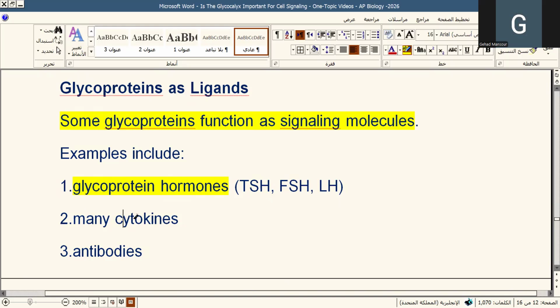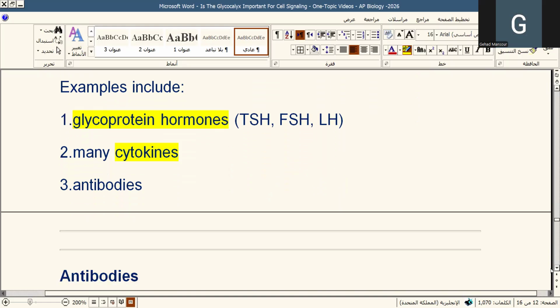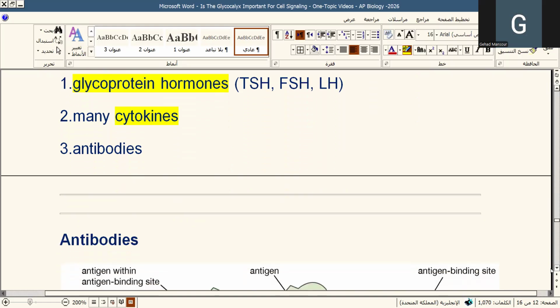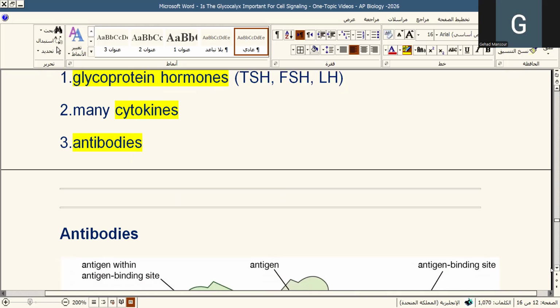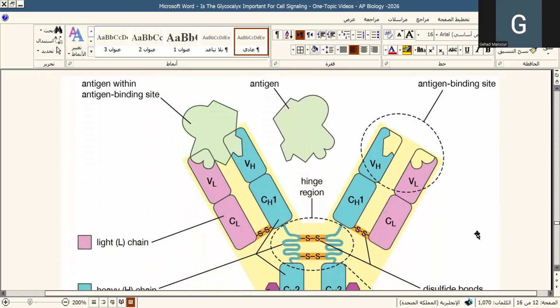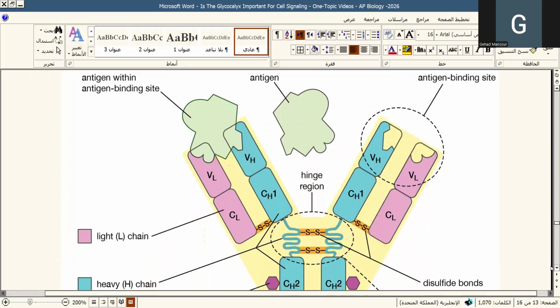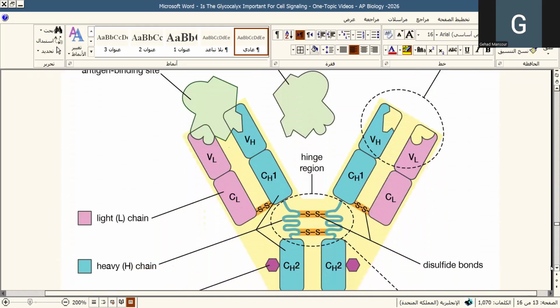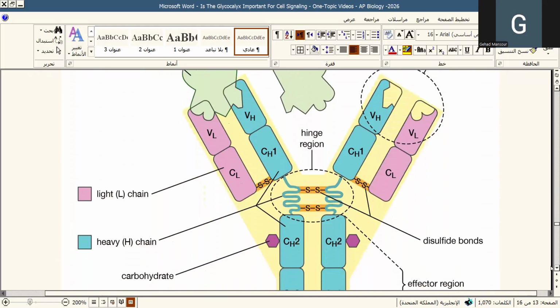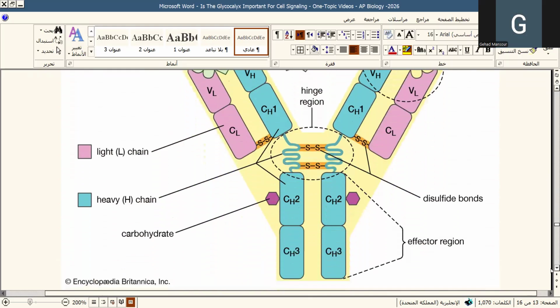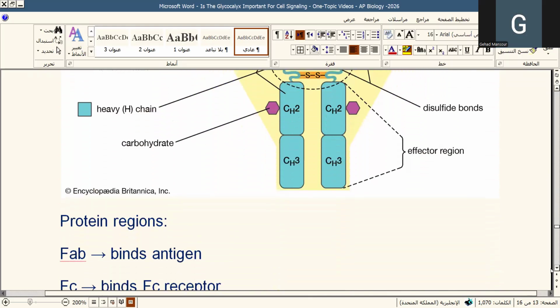Also, many cytokines that are secreted by the white blood cells are glycoproteins and can act as signaling molecules. Together with some antibodies, which are considered glycoprotein molecules. Here you can see an antibody molecule or an immunoglobulin molecule. The major part of it is a protein with only a small amount of carbohydrates. So actually the immunoglobulins are glycoproteins.